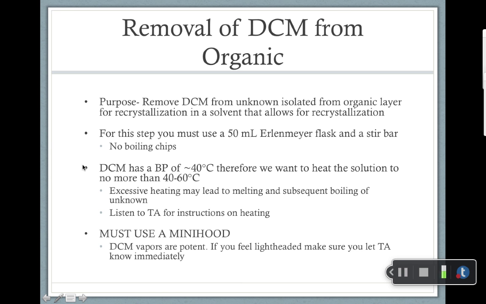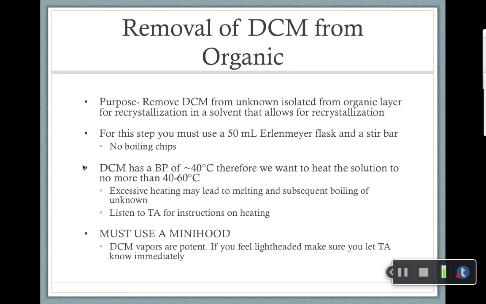When you are boiling your DCM, it's important to note that the boiling point of DCM is pretty low. It's about 40 degrees Celsius. So we want to not overheat that DCM so that we have DCM violently boiling. So with your setup, you will want that boiling point to be around 40 to 60 degrees Celsius.